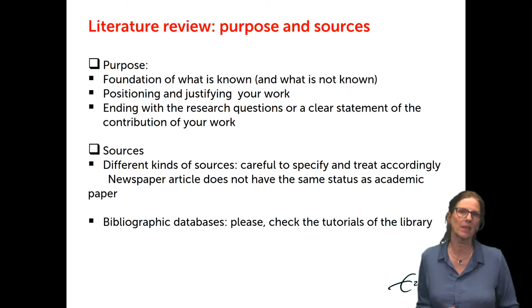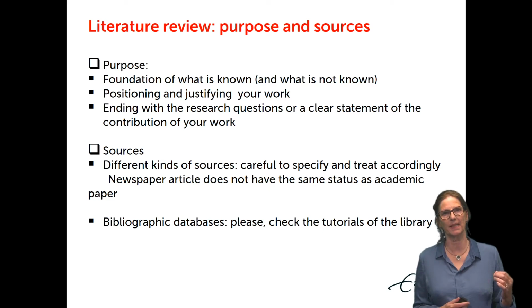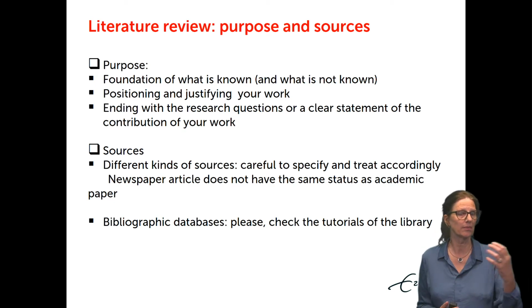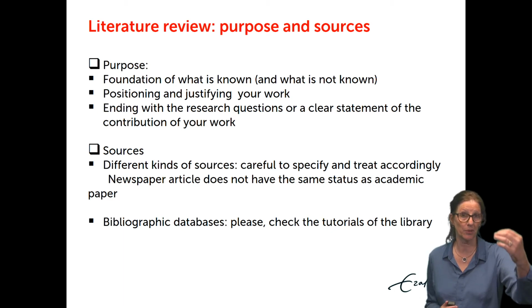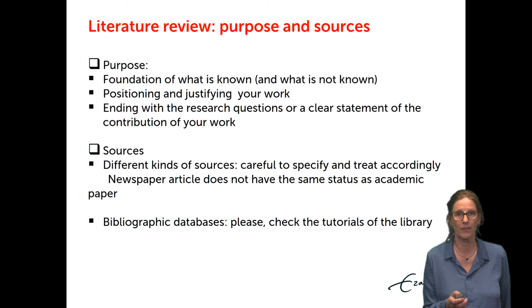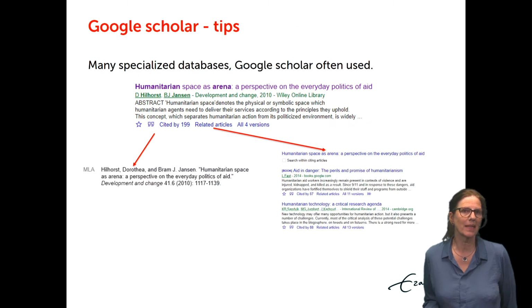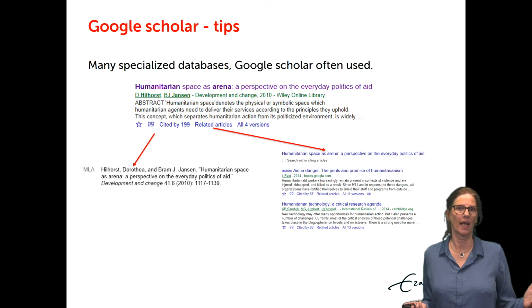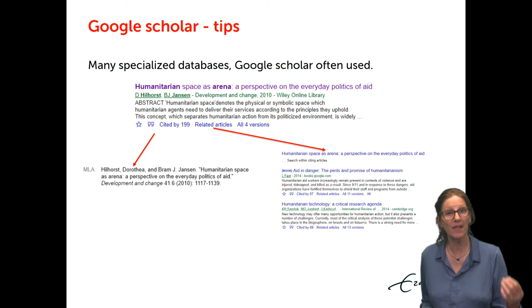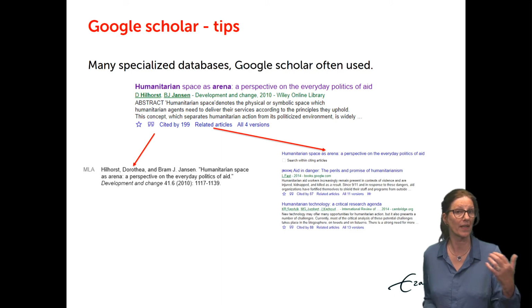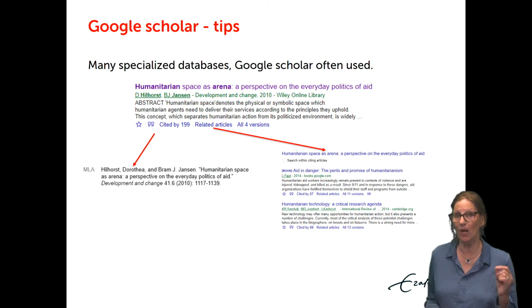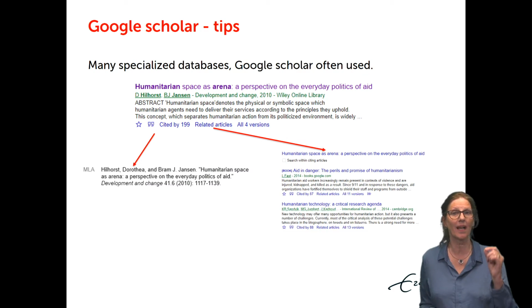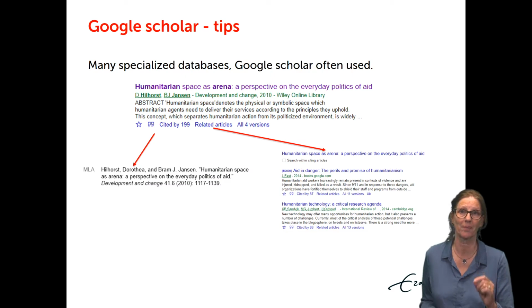Now, if you're looking for academic sources, there are many bibliographic databases, and you can find them all when you go to the tutorials of the library. They will give you all the different databases, how to use them, for what purpose, what will you find there. In reality, I noticed that many people use Google Scholar, and they may use other databases too, but very often we start with Google Scholar, and frankly we often end with Google Scholar. So I thought it's useful if I give you some tips on how I use Google Scholar, because believe me, I also use mainly Google Scholar.